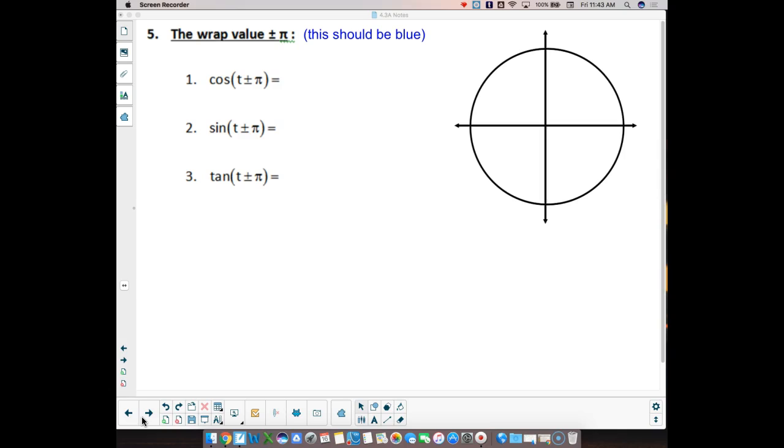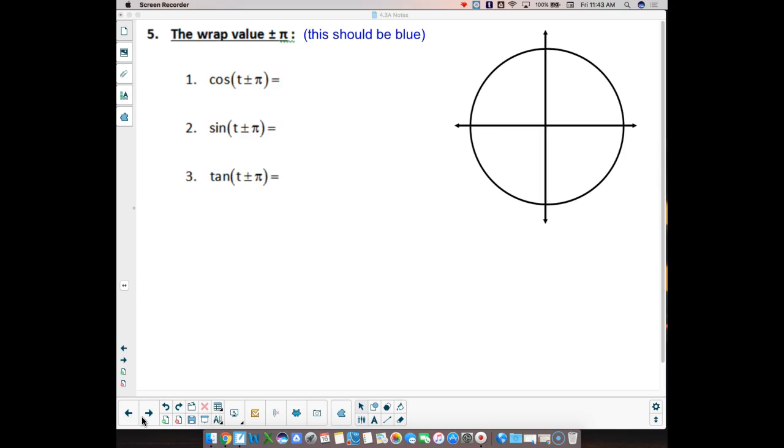So the example that I used yesterday, and the example I'll use again today, is pi over 3. If I go to pi over 3, my cosine value is 1/2. My sine value is square root of 3 over 2. My tangent value is the square root of 3. My secant value is 2. My cosecant value is 2 over the square root of 3. And my cotangent value is 1 over the square root of 3. So I get that all from pi over 3.